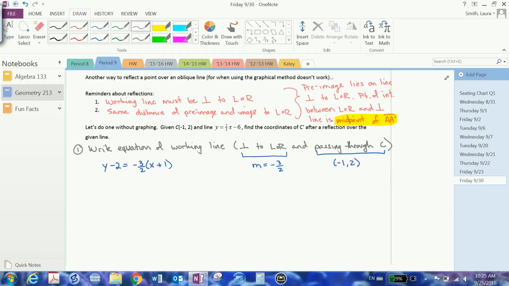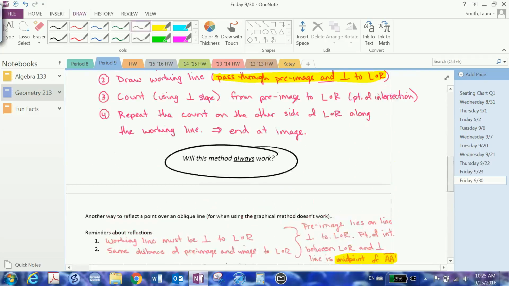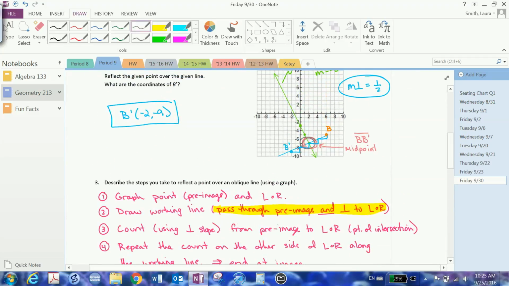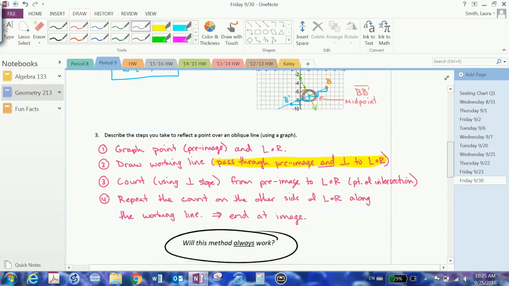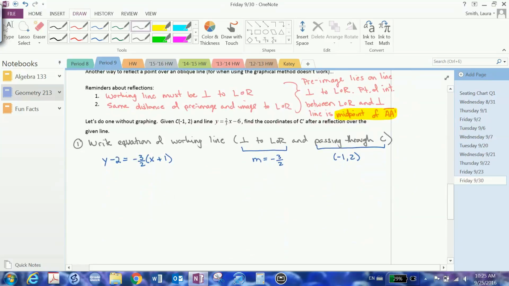So now I have the equation of the working line. Terrific. If I could find the point of intersection between the working line and the line of reflection, I'm just going to take you back visually. If I could find this, the thing I keep circling, that point of intersection between the working line and the line of reflection, that's going to give me the midpoint, which is helpful. Then I know how far my pre-image is from the line of reflection. So I'm going to do that. I'm going to find the point of intersection.